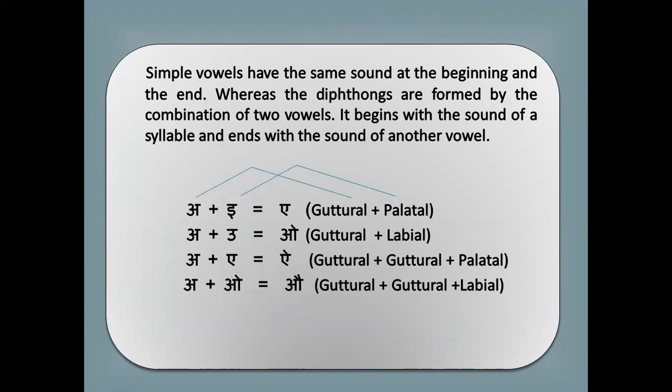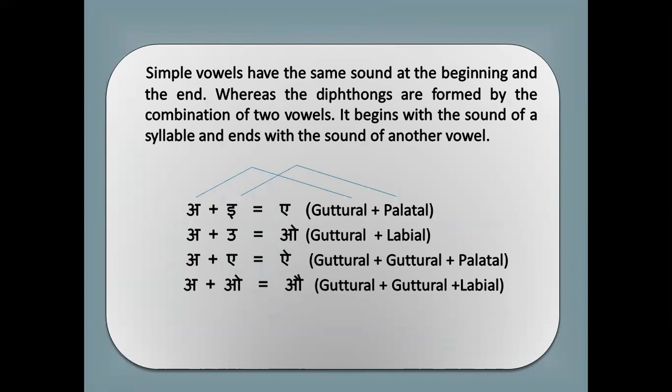And I is a combination of A, which is guttural, and A. A is guttural plus palatal. Therefore, I is a combination of guttural plus palatal. The sound starts from the throat, ends with the palate. So I is guttural plus palatal. Guttural plus guttural plus palatal, guttural plus guttural, you can make it as one guttural because it starts from the throat. Only one ucharana sthanam, ends with the palate. Therefore, I is a combination of guttural plus palatal.